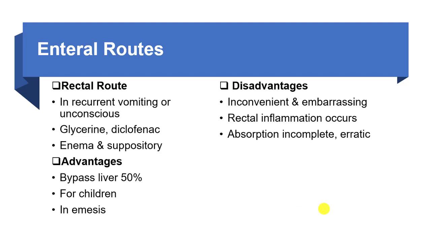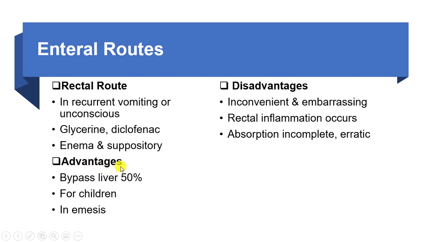If I move to the next slide, I'm going to talk about the rectal route, and this is the fourth type of enteral route. It is used in patients who have recurrent vomiting or are unconscious. Also, drugs like glycerin and diclofenac are very often given via this route, as an enema and suppository as well.